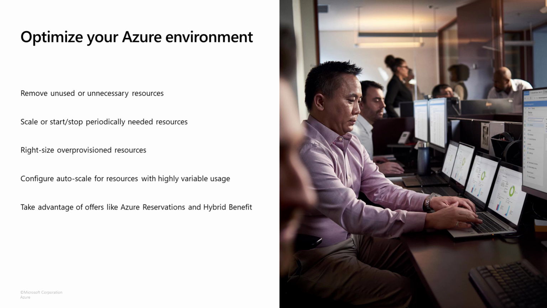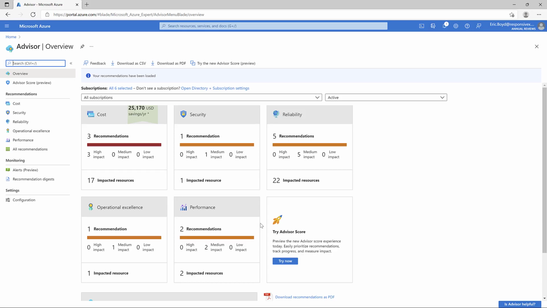In the previous video of this series on estimating the cost of your Azure solutions, I showed several offers that you might be able to take advantage of to save money. One of those is Azure Reservations, where you can commit to 1 or 3-year plans for Azure services and save up to 72% from the pay-as-you-go pricing. To help identify these cost-saving opportunities in your own subscriptions, I recommend starting with Azure Advisor.